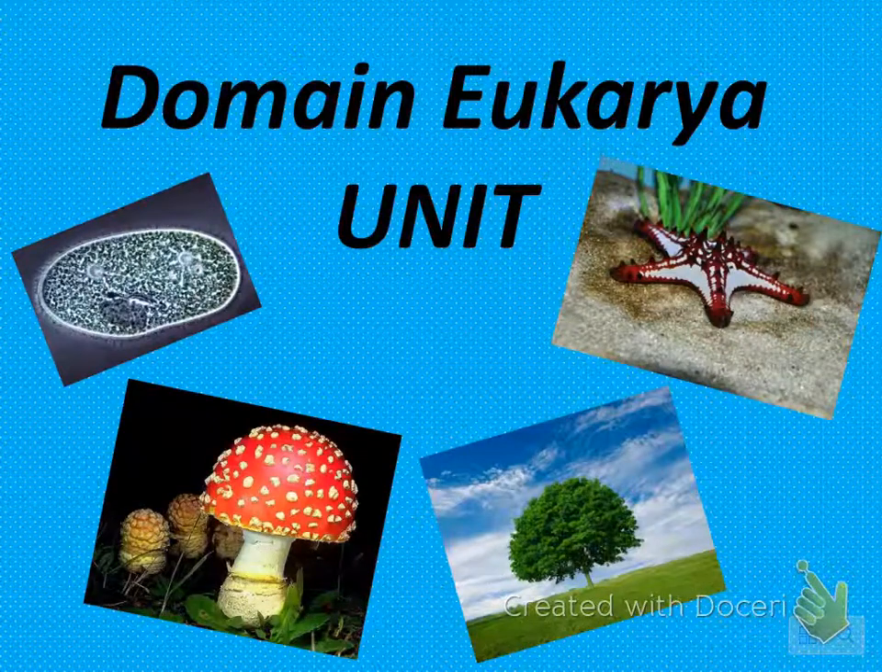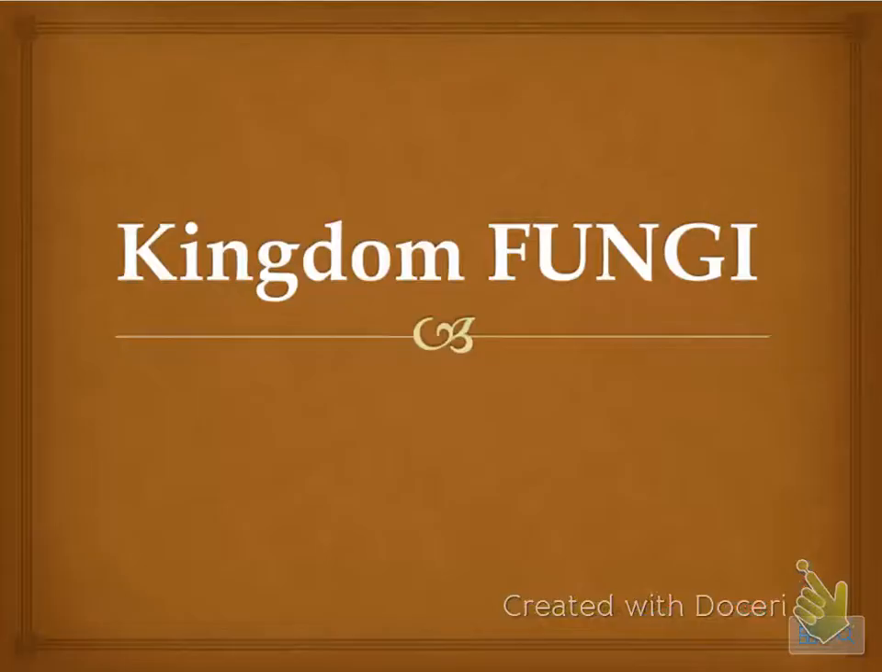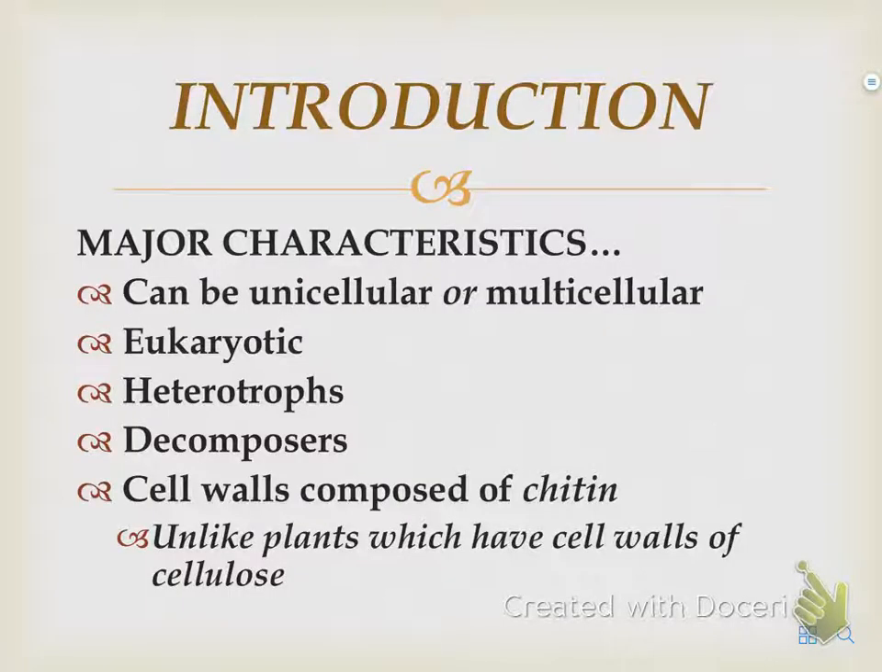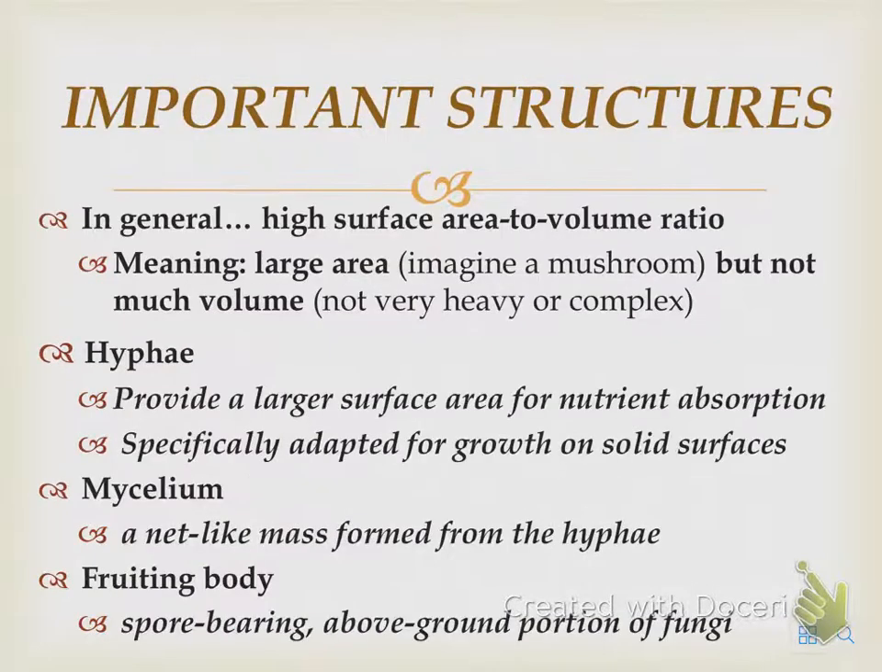Okay, in continuing with the domain Eukarya unit, we are now going to talk about kingdom fungi. So, introduction. Major characteristics of fungi: they can be unicellular or multicellular. They are eukaryotic, as is everything in domain Eukarya, heterotrophs, decomposers, and their cell walls are composed of chitin, unlike plants, which have cellulose in their cell walls.